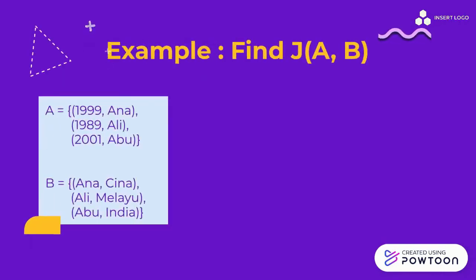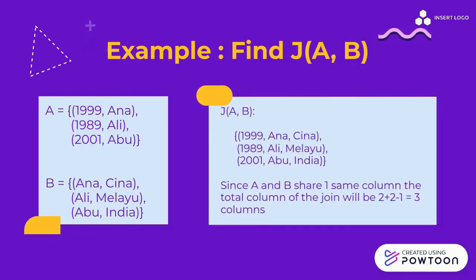Now, example, find join A and B. A and B share the same name field. So, when you combine them together, instead of 4 columns, there will be 3 columns. And this is the answer.